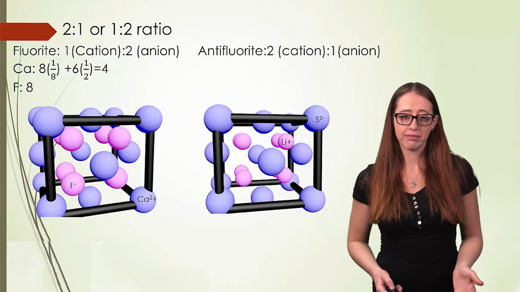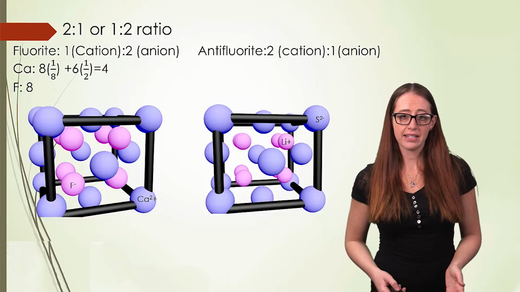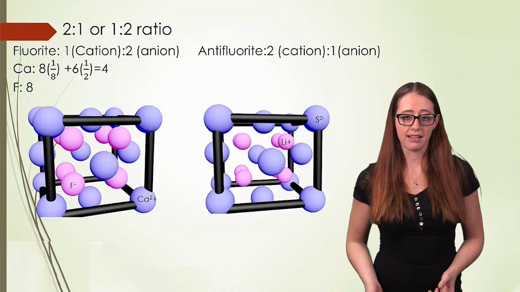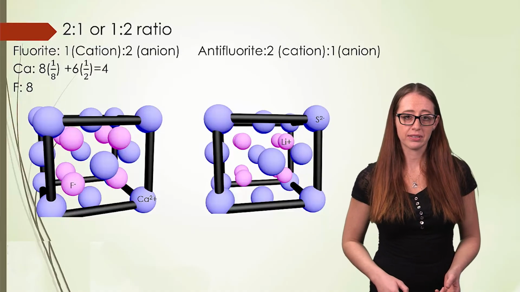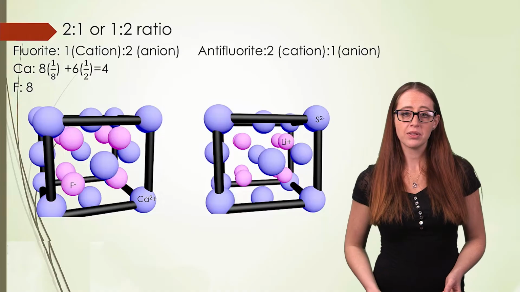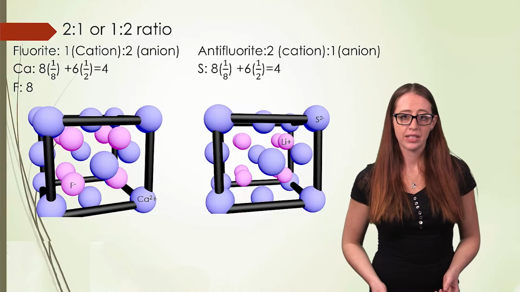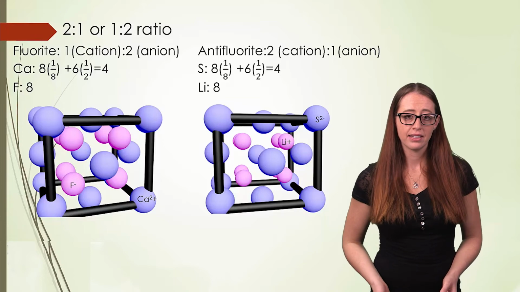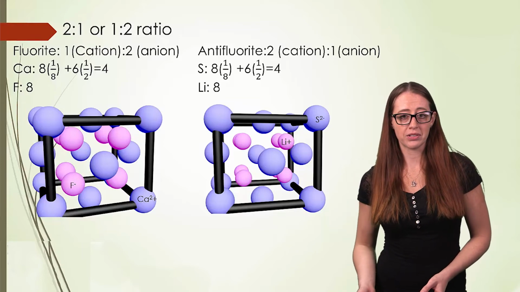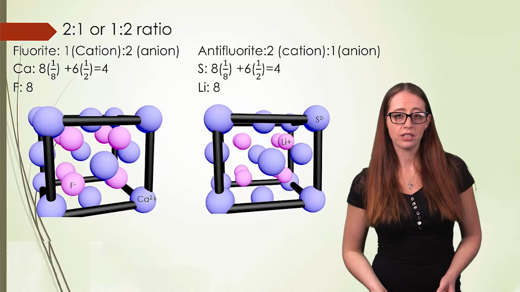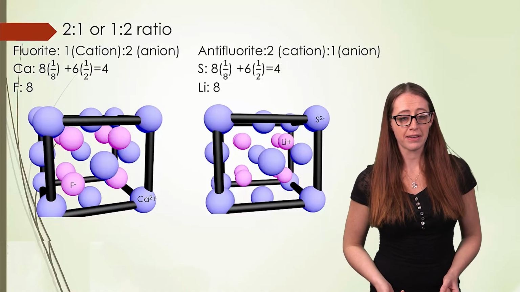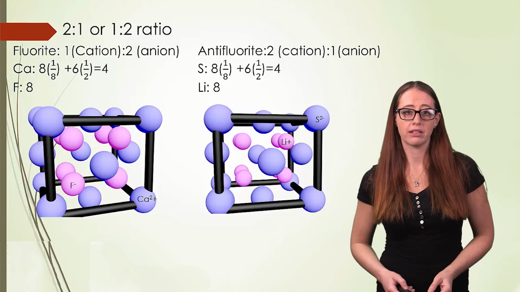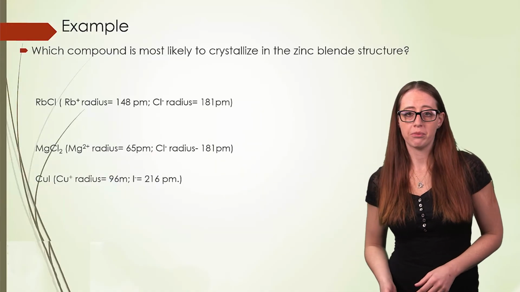For antifluorite, like lithium sulfide, it is the same, except that the positive lithium is on the inside of the cell, and the negative sulfurs are on the corners and the faces. So these can be counted the same, with lithium being completely inside the cell accounting for 8, and sulfur 8 on the corners accounting for 1/8 each, and then 6 atoms on the faces accounting for 1/2 each, for a total, once again, of 4. Let's do an example now.